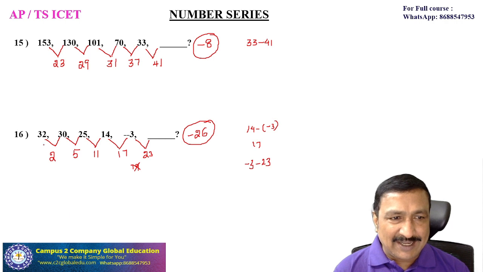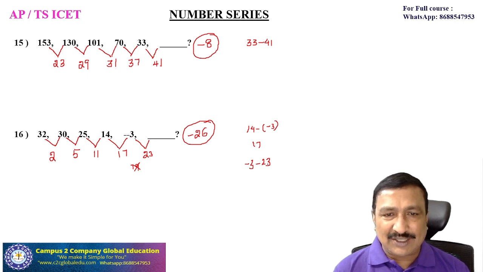So we are subtracting 32 minus 2, 30. 30 minus 5, 25. 25 minus 11, 14. 14 minus 17, minus 3. Minus 3 minus 23, which is equal to minus 26, friends.